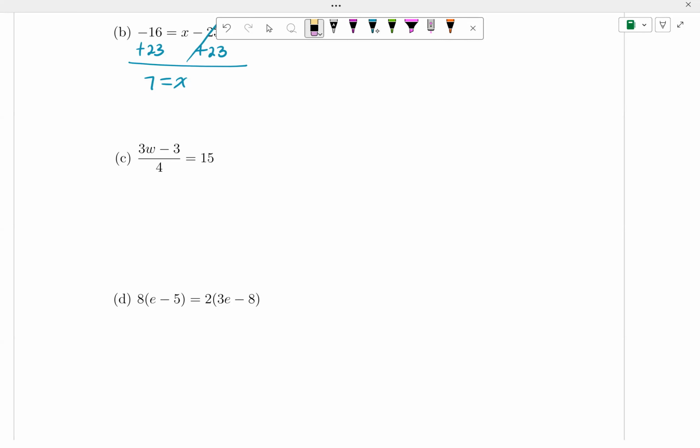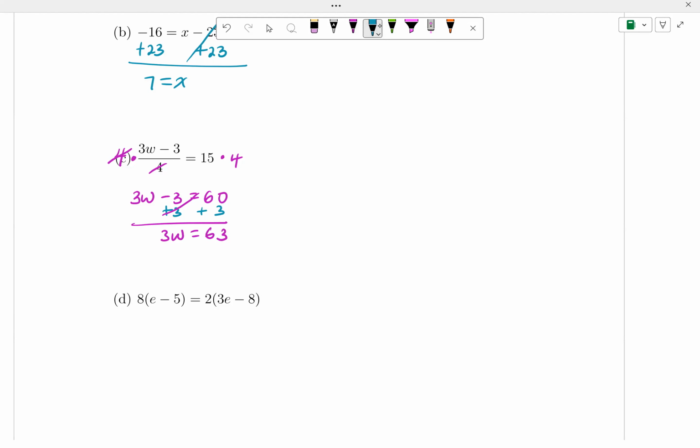You start moving things away, and you have to do it in a very specific order. So first, you'd have to multiply both sides by 4 to get rid of this denominator. That's the biggest issue. If you times the left side by 4, well, you have to times the right side by 4, because what you do on one side of an equation, you must do the same exact thing on the other. So 3w minus 3 equals 60. Then you're going to add the 3 to both sides. So now we have 3w equals 63.